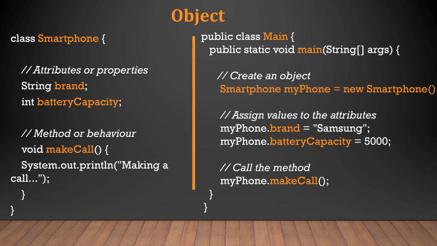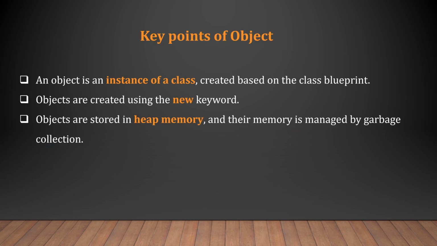Let's create an object using the Smartphone class. On the left hand side, you can see the same class which we have created previously. On the right hand side, Smartphone myPhone = new Smartphone creates an object named myPhone. We assign values to its attributes, brand as Samsung and battery capacity as 5000 mAh. Finally, we call the makeCall method to simulate the phone making a call. When you run this code, you will see the output: making a call.